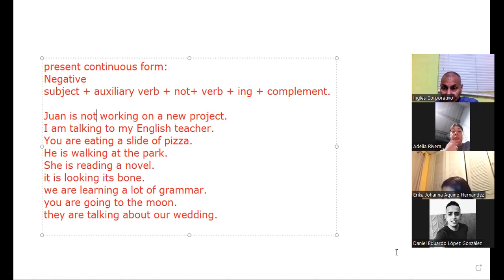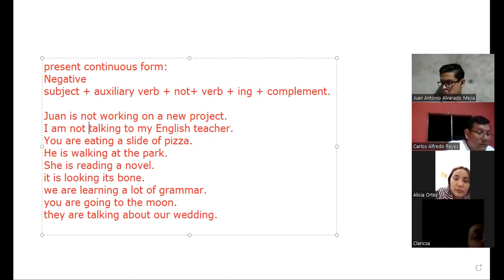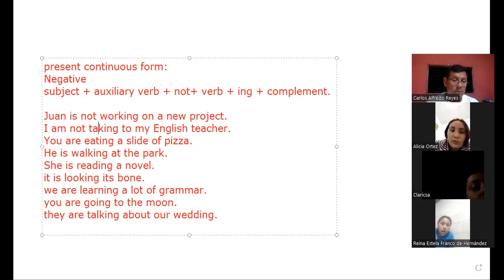Okay, Daniel? Second one? I am not talking to my English teacher. Yes, I am not. Remember the talking, even though you see the L over there, L is mute. So you're gonna say, I am not talking to my English teacher. No, la L, Daniel, la L es muda, no suena. Se va a oír como que no la tuviera aquí, vea. I am not talking to my English teacher. Very good.